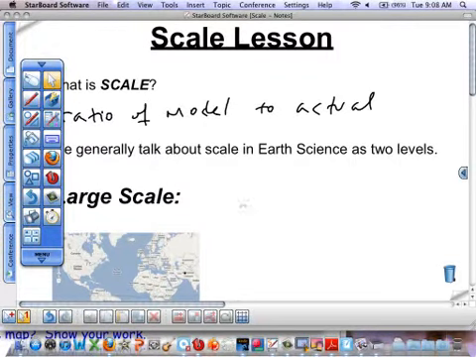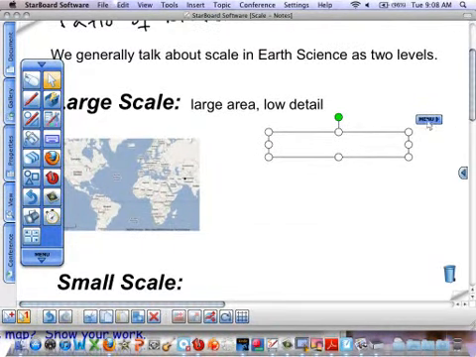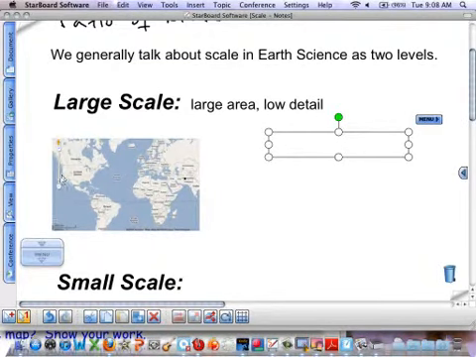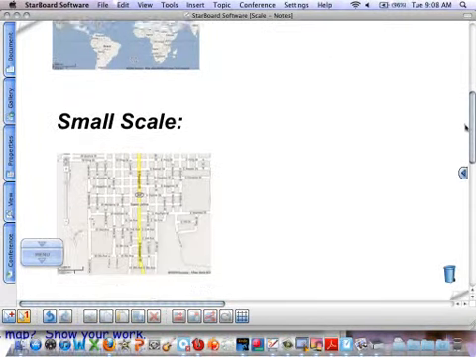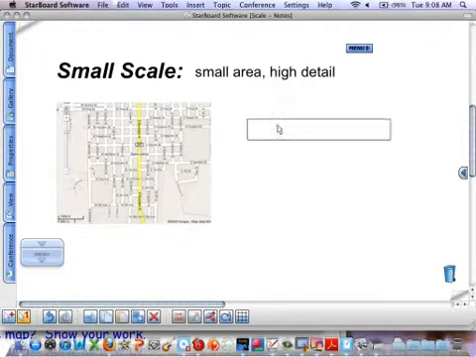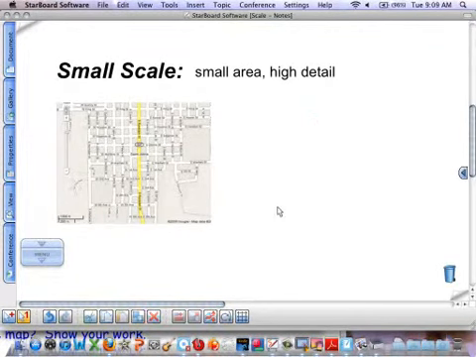So again, just to make sure we're understanding this completely. With large scale, you have a large area. In this case, our map here is the whole world. So we're not getting a lot of detail. We come down to small scale, and we have a very small area. Does anybody recognize this area? Well done, it is Gary. So, very small area, a lot of detail.